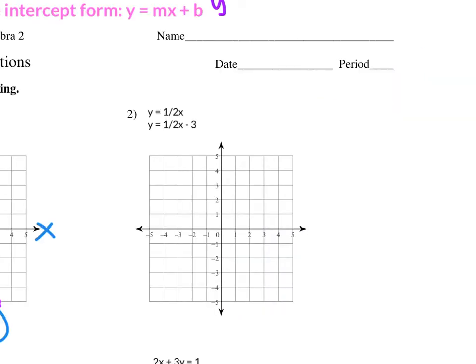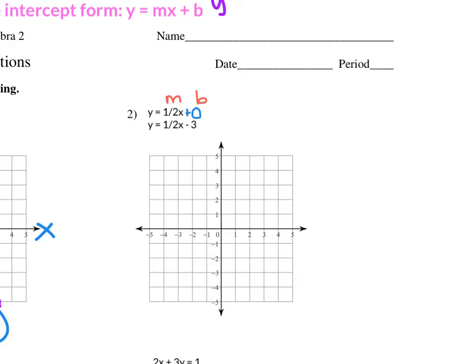Let's look at this next problem. Both of my equations are already in slope-intercept form, but that first one doesn't seem to have a b value at all. So I'm going to add that in there. I could add in the value of 0 and it won't change my equation. So now when I'm looking at that first equation, my m is 1 over 2, my b is 0.